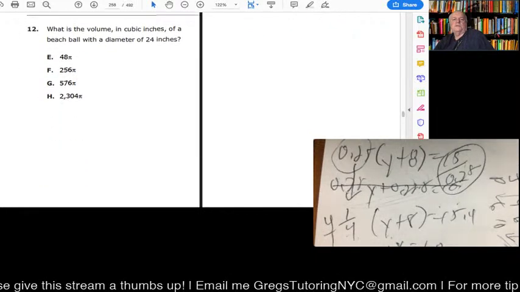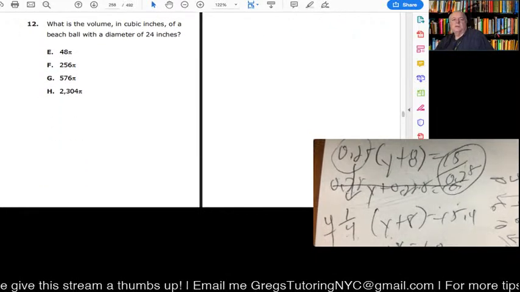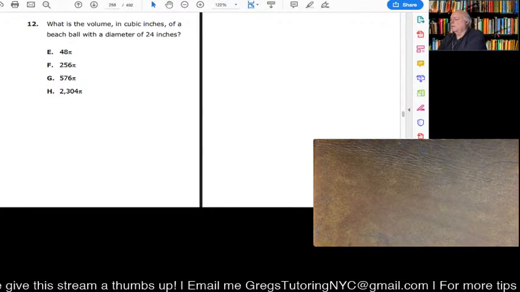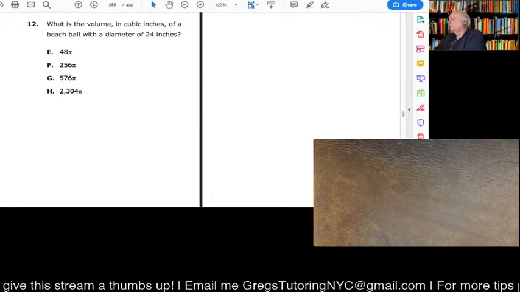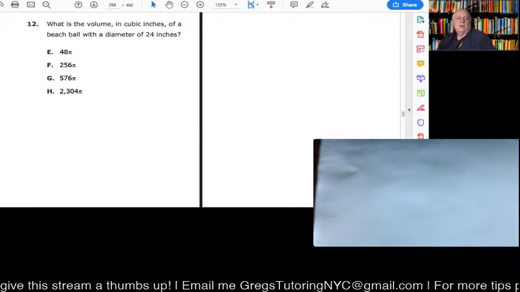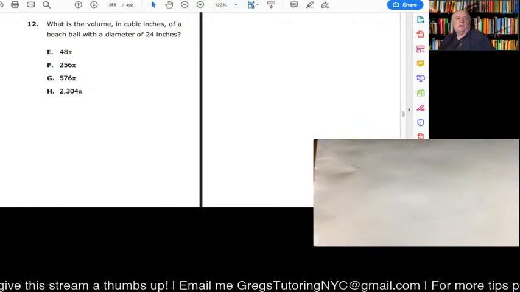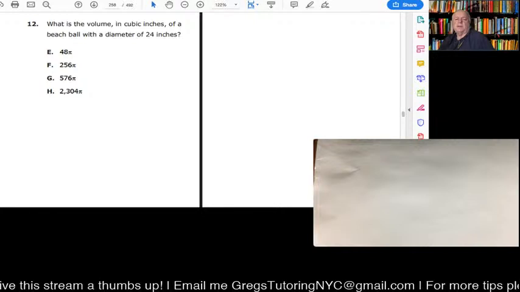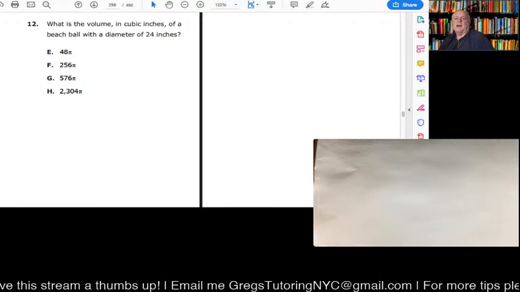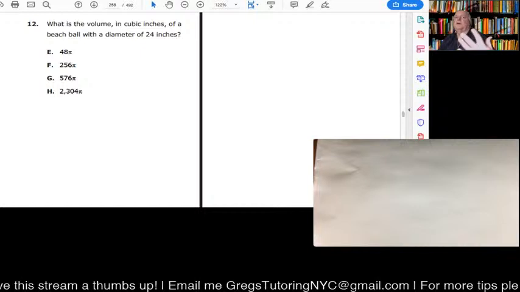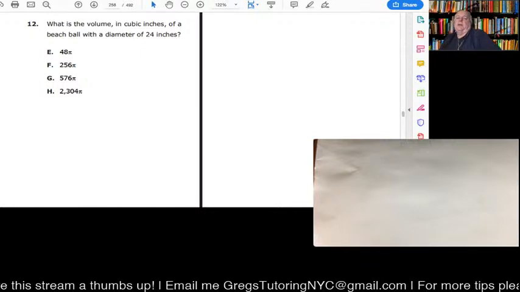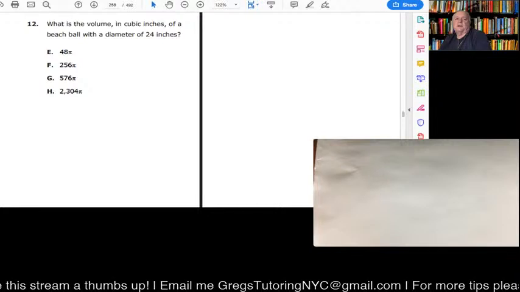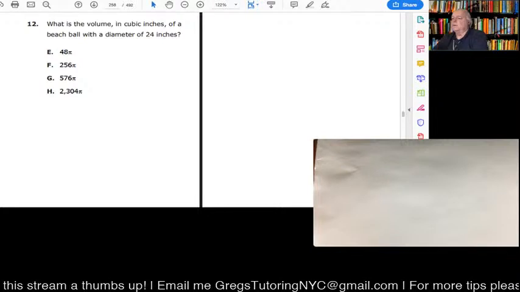Okay, 12. So 12 is, get a scrap paper here. What is the volume in cubic inches of a beach ball with a diameter of 24 inches? Okay, so we have the so-called perfect beach ball, and it's round, and therefore it's a sphere, right? So what is the volume of a sphere with a diameter of 24 inches?